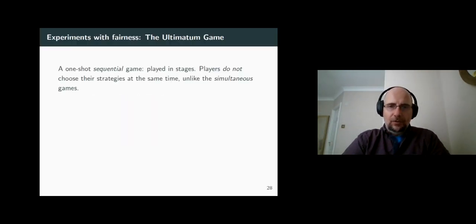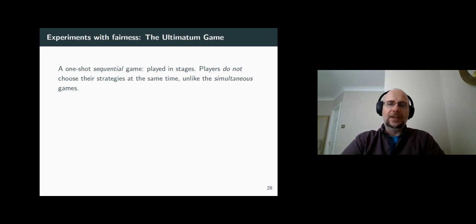Unlike the games we've seen so far, the Ultimatum game is played in stages. We give the chance to one of the players to decide first, and then the other player decides only after the first has decided. We call these games sequential. They're played in sequence. The invisible hand game we've seen before and the prisoner's dilemma games we discussed so far are played simultaneously for all players. We call those games simultaneous.